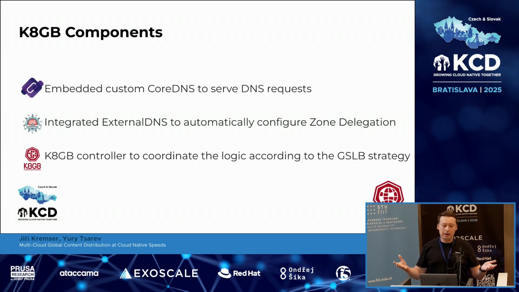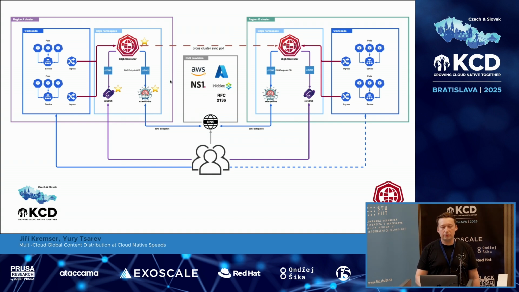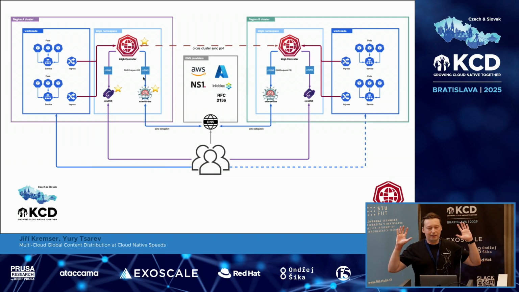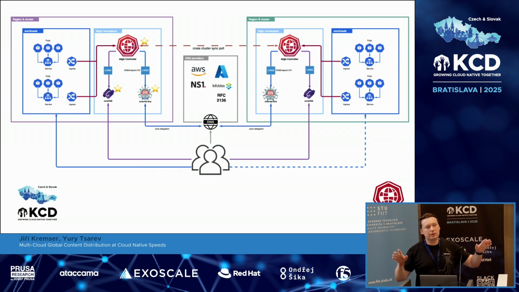And the main logic, the main controller, is a KGB controller that glues all the pieces together and makes all the coordinated decisions according to global service load balancing strategies. If you look at this overloaded diagram, you can find the canonical KGB reference example. We have 2 clusters that are geographically dispersed, right? So one can be in the US, another in Europe, this kind of setup.